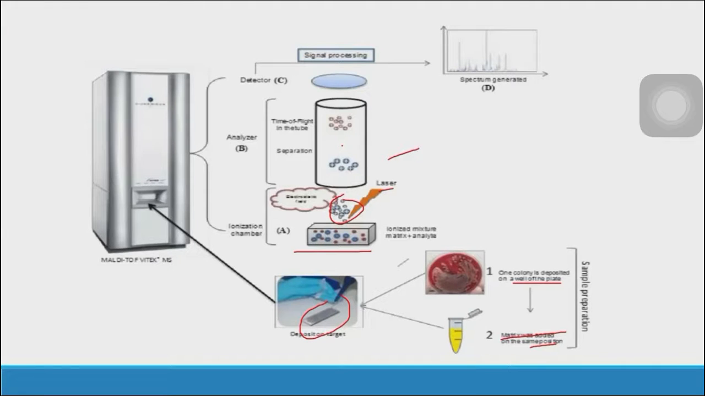Okay, so ano ginagawa ng analyzer? It separates the ions according to their time of flight, sa bilis ng pag-travel nila. The time of flight here depends on the mass to charge ratio of the ions. Simply, mas maliliit yung mga molecules, mas mataas yung mass charge ratio, yun yung mas mabagal yung velocity. Kapag mababa naman yung mass charge ratio, yun naman yung mataas yung velocity.